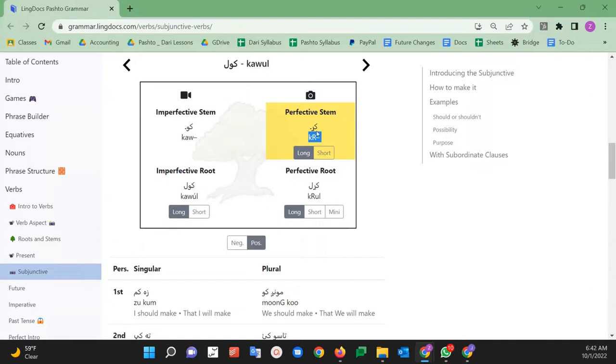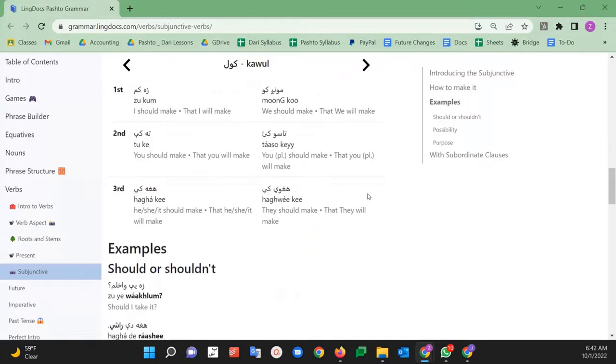But the key thing I want you to realize is that in your dictionary, if you want to know the subjunctive form of any verb, just look at the perfective stem and add the correct ending. So, kram, I; kre, you; kri, he, she, or they. Those endings are still the same, but we're just going to use this stem. So that's how you make the subjunctive.